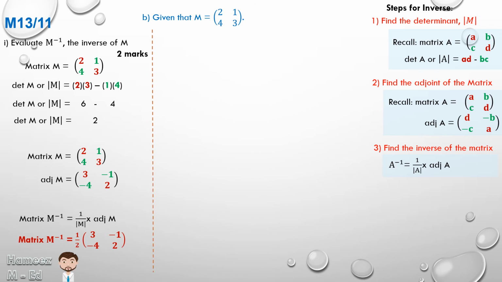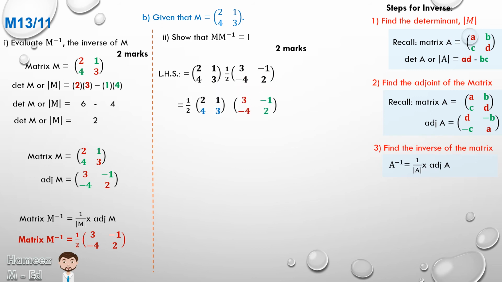Let's look at part 2. Show that M times M inverse is equal to I. So what they're asking us to do is take the left-hand side, the matrix M, and multiply it by M inverse, and see if we're going to get an identity matrix. So let's try that. Left-hand side, 2, 1, 4, 3, that's M, times, what is M inverse? A half by 3, minus 1, minus 4, 2. And we could pull out the half and put it in front. So we'll have 2, 1, 4, 3 by 3, minus 1, minus 4, 2.